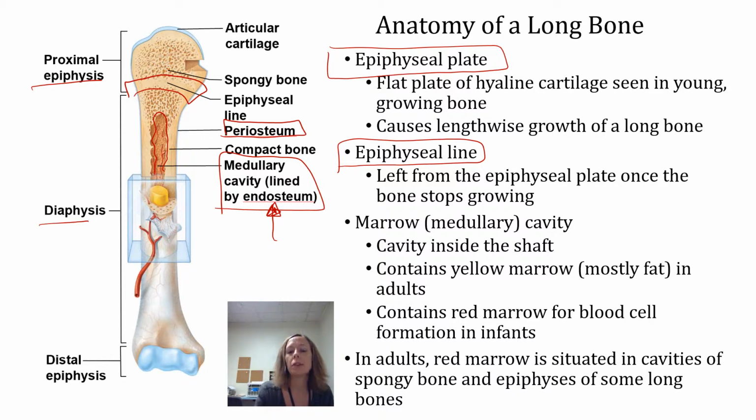Okay. For your marrow cavity, this is where you're going to store your yellow marrow, which is fat, or your red marrow, which is used to make red blood cells. Next.